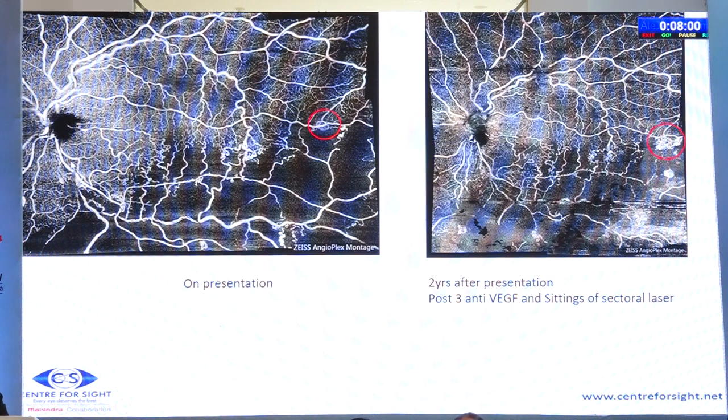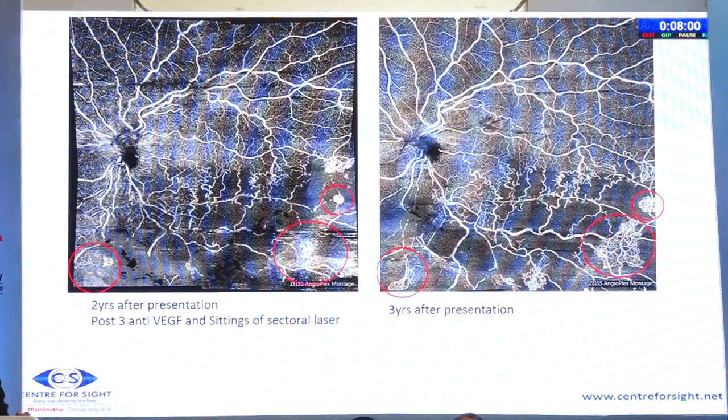Here, it was a single patch. Now there are multiple patches of NVE developing. So again, she was advised to undergo anti-VEGF and PRP augmentation, but she refused this time, and she came back to us after 1 year.